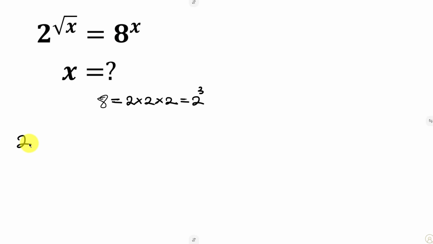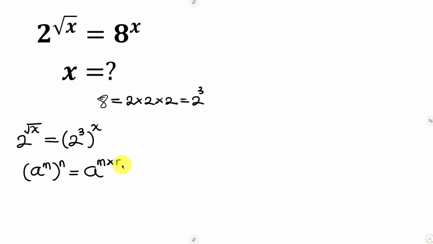So we have 2 to the power of the square root of x. This is equal to, in terms of 8, I'm going to be writing 2 to the power of 3, and this is raised to the power of x. Now our next step will be for us to apply the law of exponents that says when I have a to the power of m, and this is raised to the power of n, this can be written as a to the power of m times n.